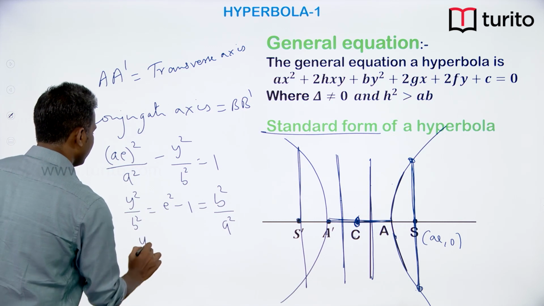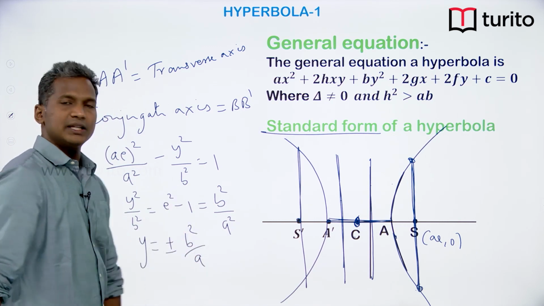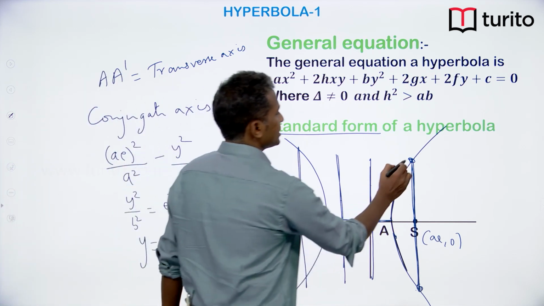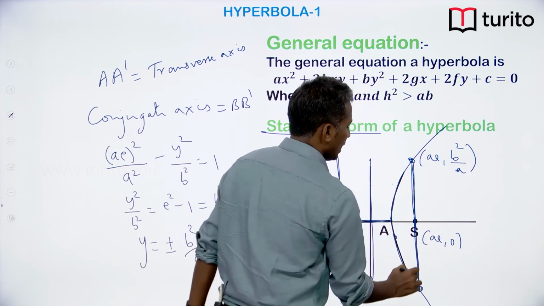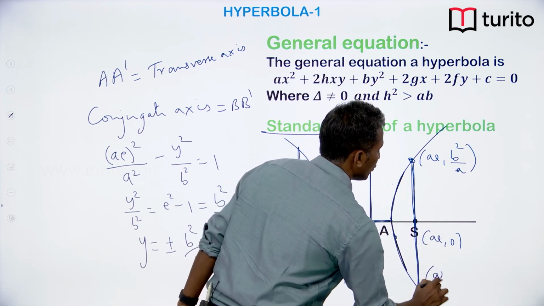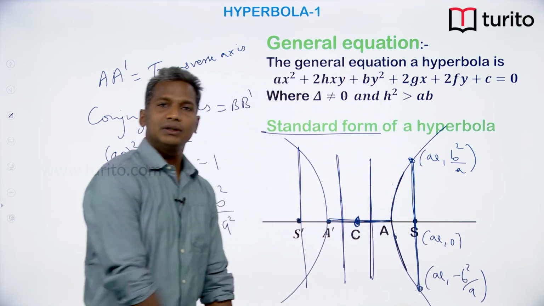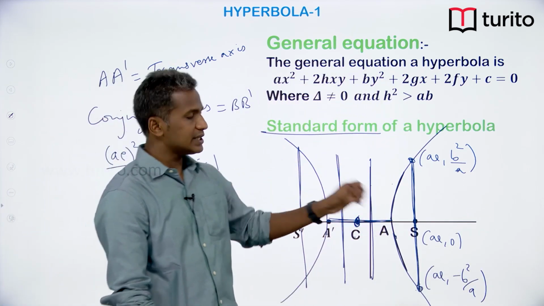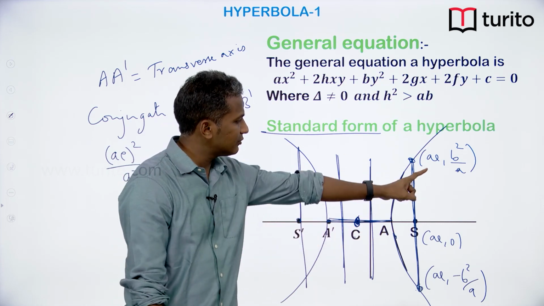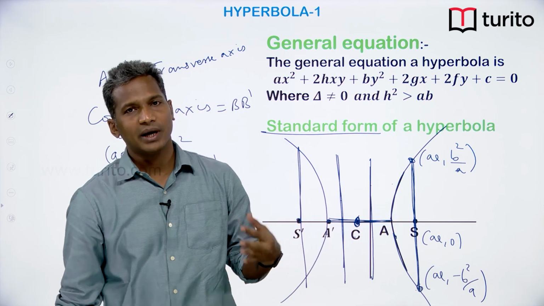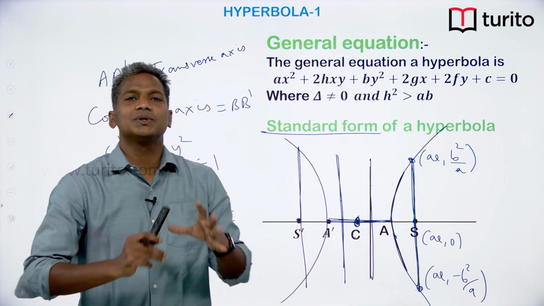So, which further will give us two values of y, which are plus minus b square by a. So, that means this point is (ae, b square by a) and this point is (ae, minus b square by a). Now, if you recall, in ellipse also the coordinates were the same, and what is the length of latus rectum here? Length of latus rectum is 2b square by a. So, that is also the same. So, the setup is almost the same.